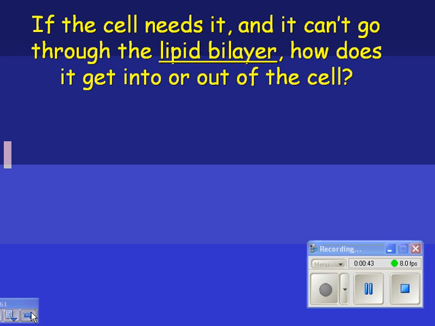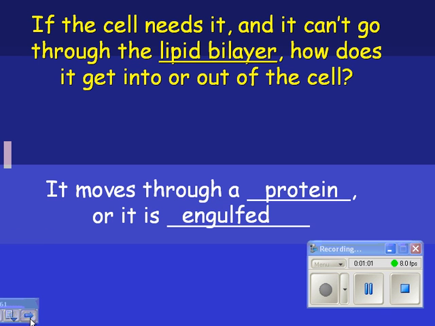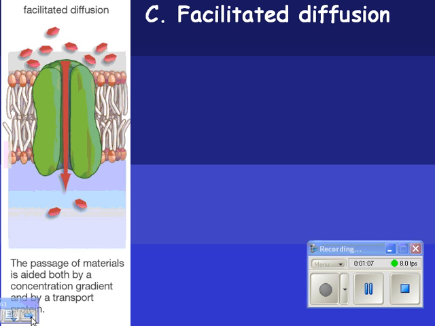If the cell needs it and it can't go through the lipid bilayer, how does it get into or out of the cell? So hopefully you remember what the cell membrane looks like, and you can think of something else that's in the cell membrane that can bring stuff in and out if the lipid bilayer can't. So it moves through a protein. Or sometimes it's engulfed, which means, I've shown you this before, when a cell will engulf or take in a bunch of bacteria, for example.